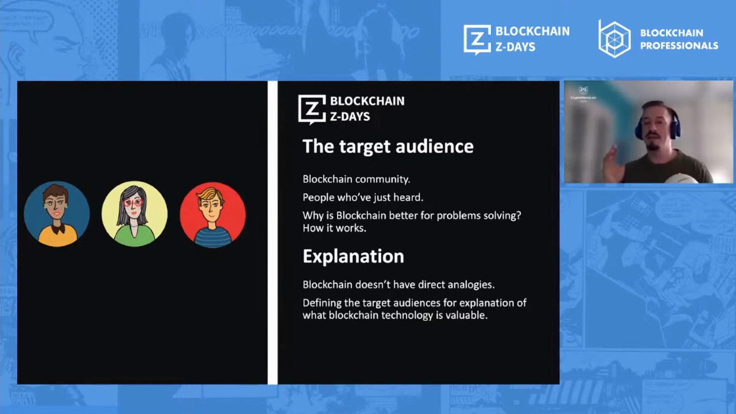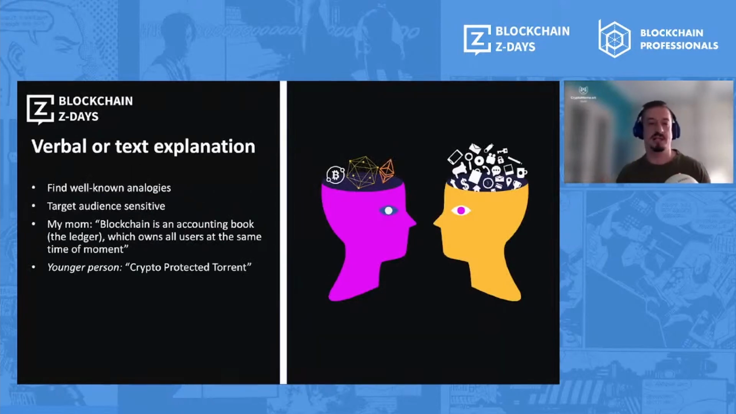Here we can speak about verbal text explanation, illustrative explanation, and animated explanation. Gamification may always take place, but it mostly works for educational processes. Well, verbal or text explanation. A good way here is to find well-known analogies, which become target audience sensitive. I mean that, for example, my mom perfectly accepted the explanation: blockchain is an accounting book, the ledger, which is owned by all users at the same moment. But this was absolutely unclear for a younger person whom I interviewed, who didn't know what a ledger means. For him, it was better to work with torrent analogies, like crypto-protected torrent, something like this.